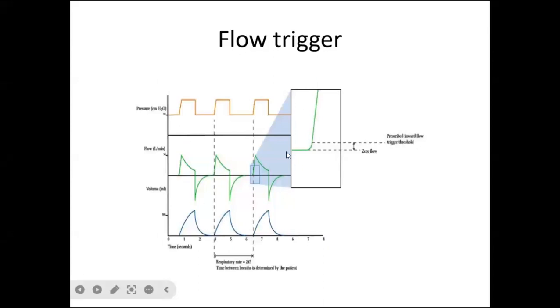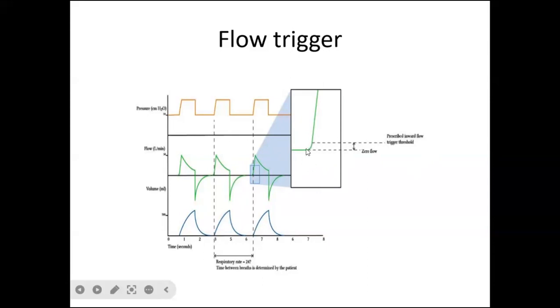So you can see here, with the flow trigger at the end of expiration, it is touching the base and there is zero flow. When the patient starts breathing in, the flow will become positive. You tell the ventilator that if the flow increases by this much, a 20% increase from the baseline, you take it as a trigger and start the inspiration. So you support the breath.